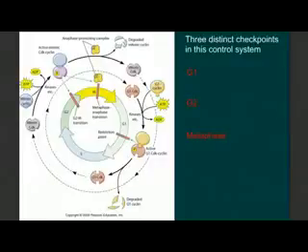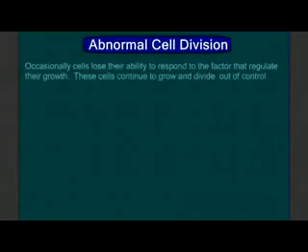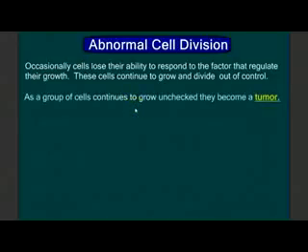And while all that's interesting, what's more interesting is what happens when cells lose their ability to respond to the factors that regulate their growth. They lose their ability to recognize their growth regulators. They start to grow and divide out of control. And as a group of cells continues to grow unchecked, it becomes what we call a tumor.